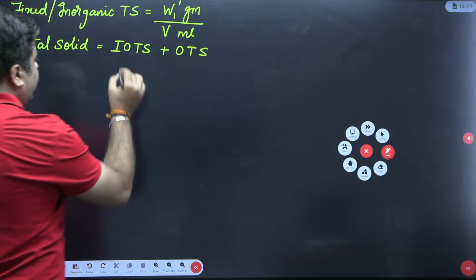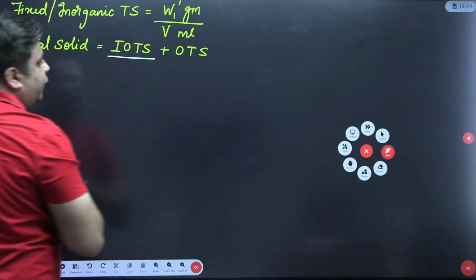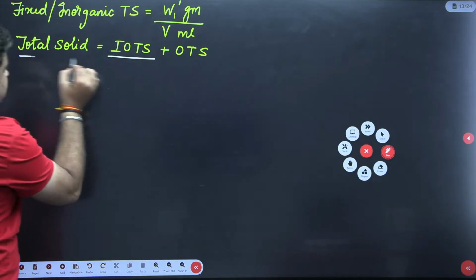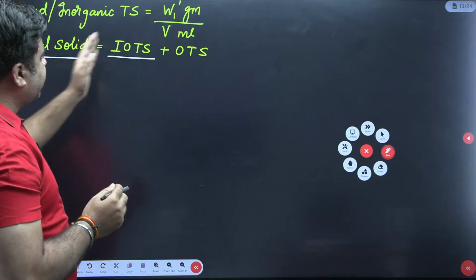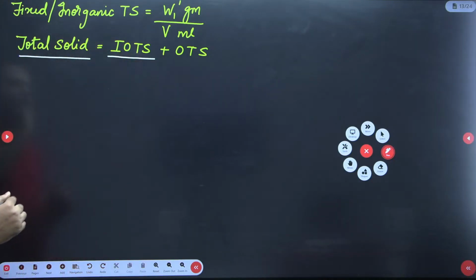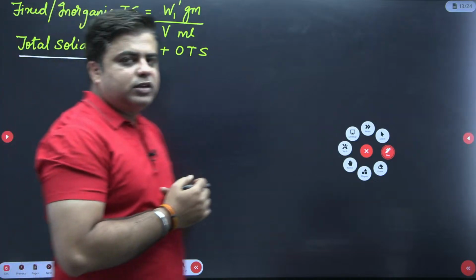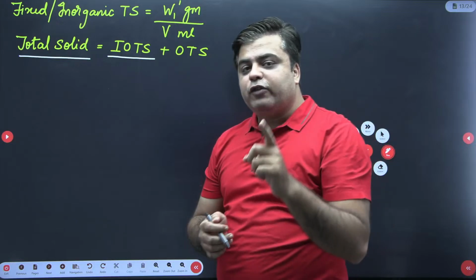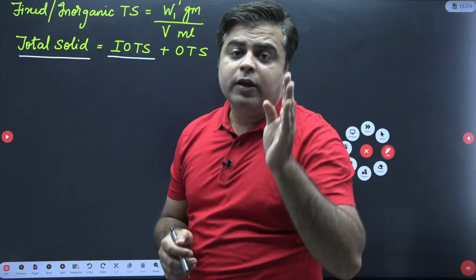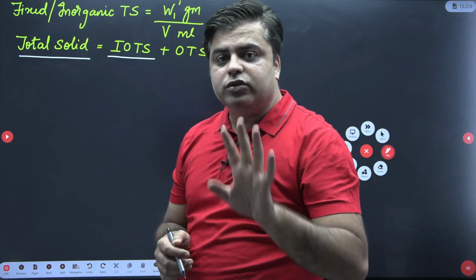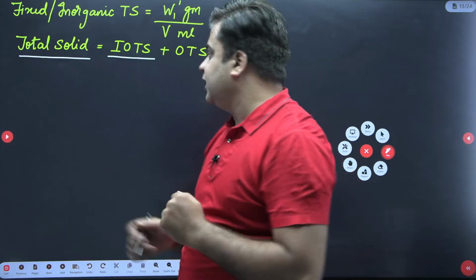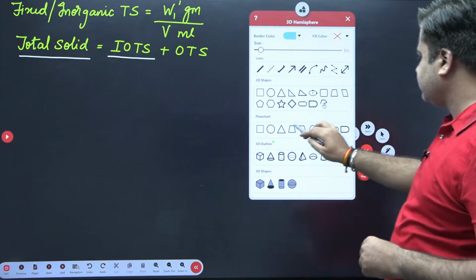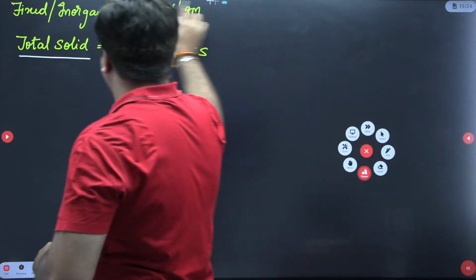You know the concentration of inorganic total solids, which you have just calculated, and you also know the concentration of total solids. So by subtracting the concentration of inorganic total solids from total solids, you can calculate the concentration of organic total solids. Just in one step, you have calculated the concentration of inorganic total solids, and using that you have calculated the concentration of organic total solids. Is this equation clear to you?